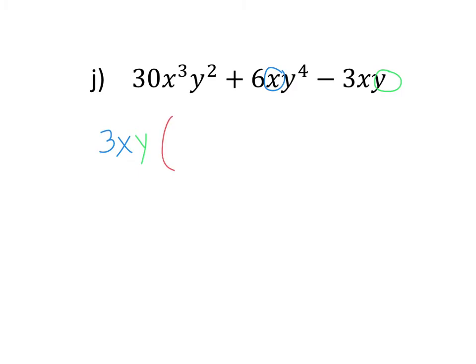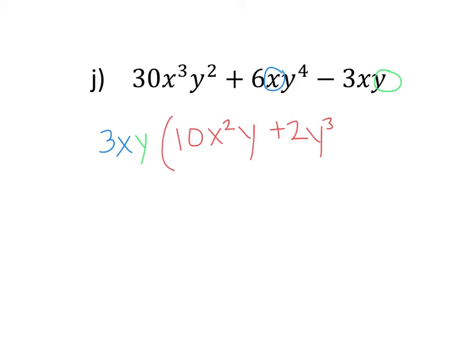Okay. 30 divided by 3 is 10. X to the third divided by x is x squared. Y to the second divided by y is y. Positive 6 divided by 3 is positive 2. X divided by x is 1, so we don't need to write it. Y to the fourth divided by y is y to the third.